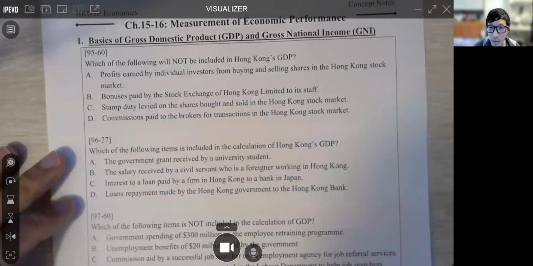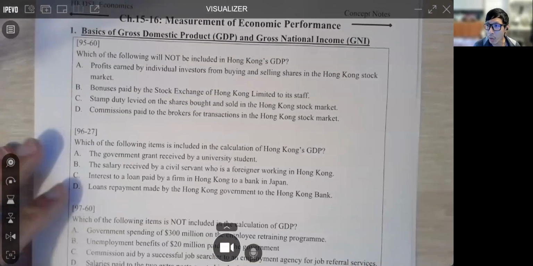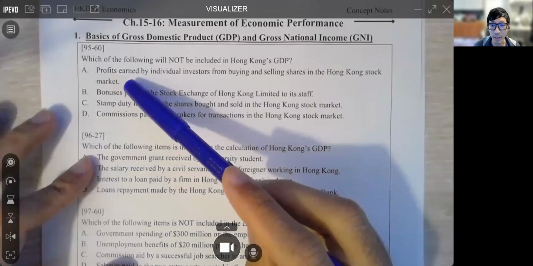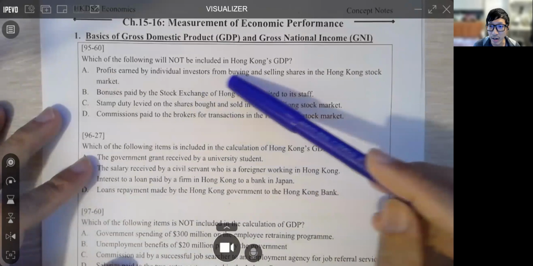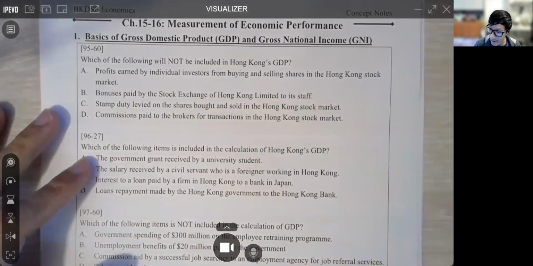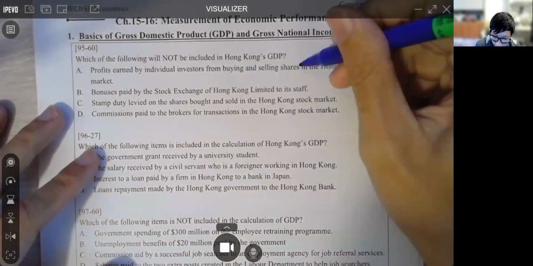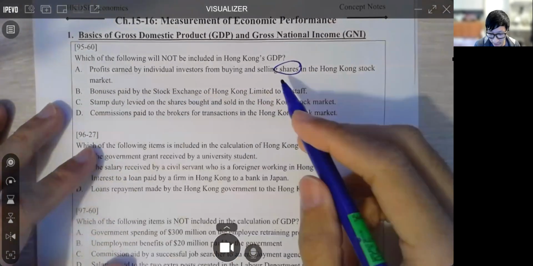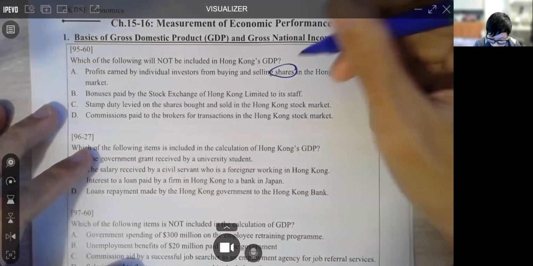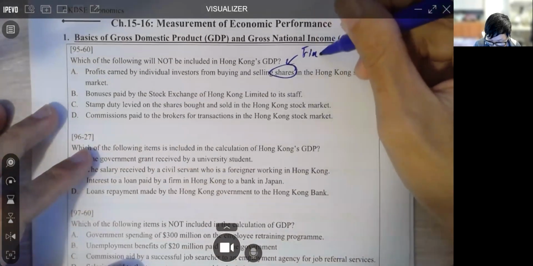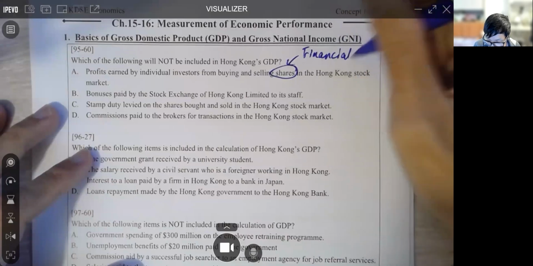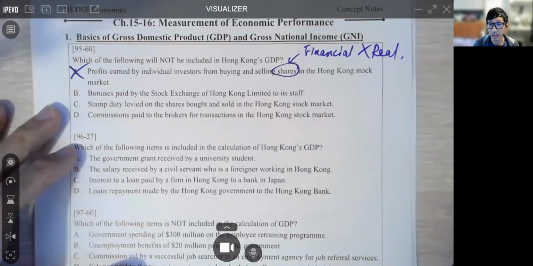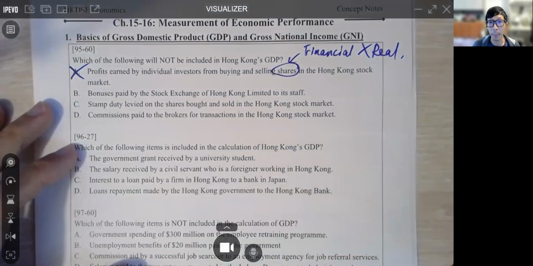Here the first question: not included in Hong Kong's GDP. Okay, let's see which one. Now the first one, profit earned by individual investor from buying and selling shares. Okay，你一見到 share 呢個字。Remember, the price and profits of shares and bonds, they are financial, not real production. Therefore, A does not count. GDP only counts real production value.